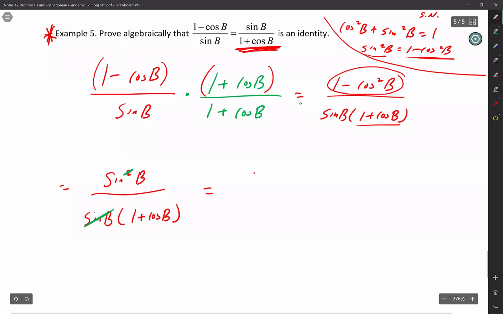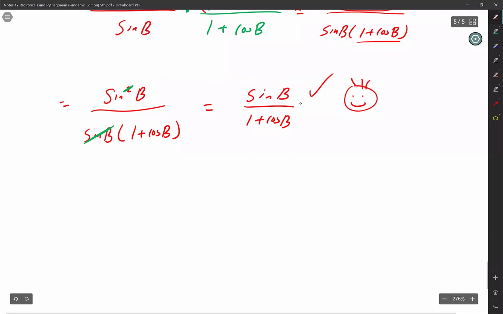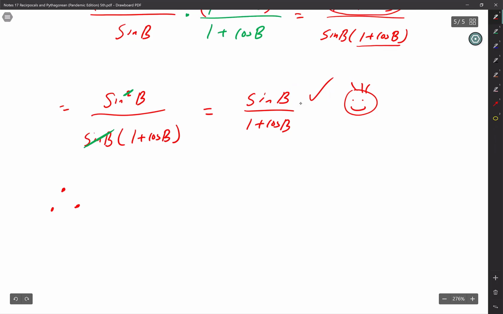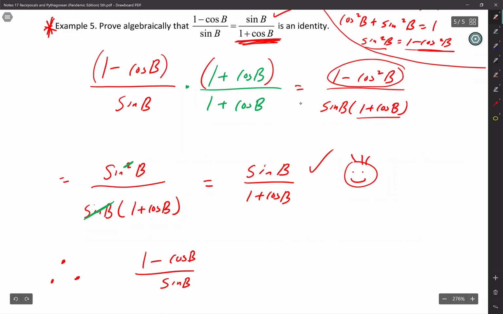And now look, sine B over 1 plus cosine B. Isn't that what they wanted? That's what they wanted, guys. I put 3 little dots in the form of a triangle, and I write 1 minus cosine B over sine B does in fact equal sine B over 1 plus cosine B. And there it is. And that's about as hard as it gets.